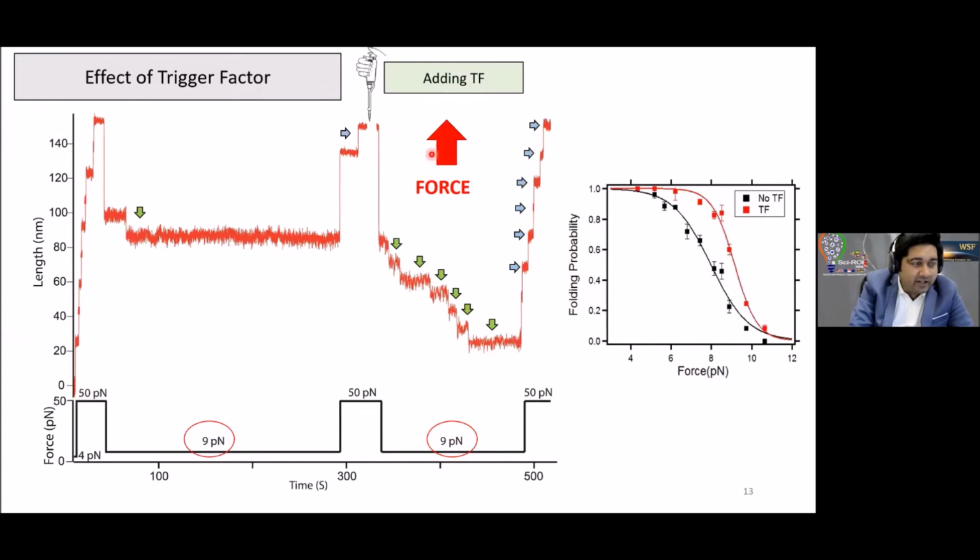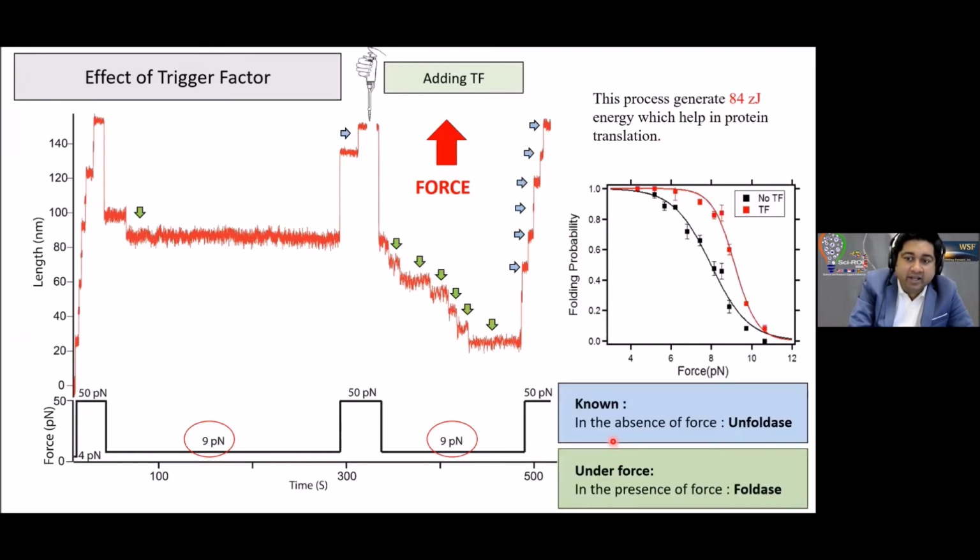Now I ask you to think a different way. Remember that you are applying the force on the z-axis on the top, but the protein folds on the opposite side. So if the protein works against force, it is generating some mechanical energy. And here you can calculate exactly how much mechanical energy the trigger factor is generating.